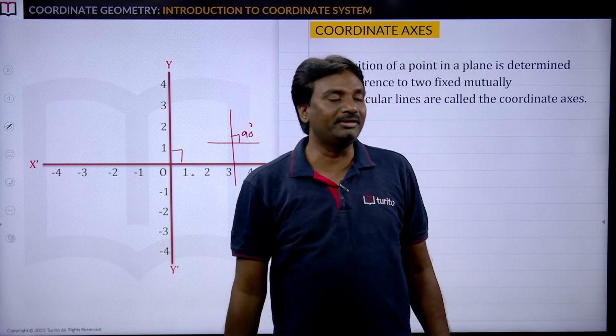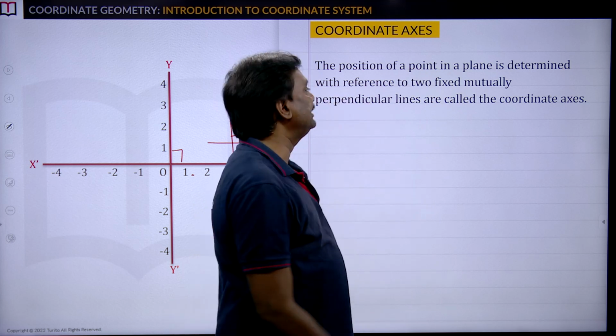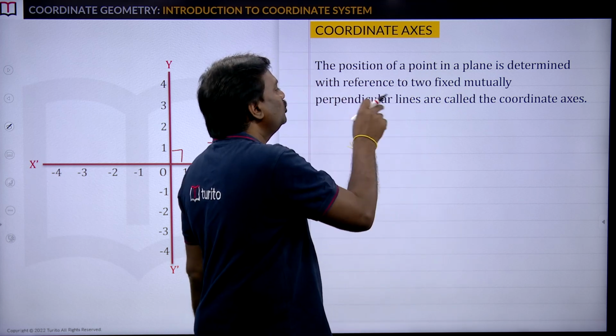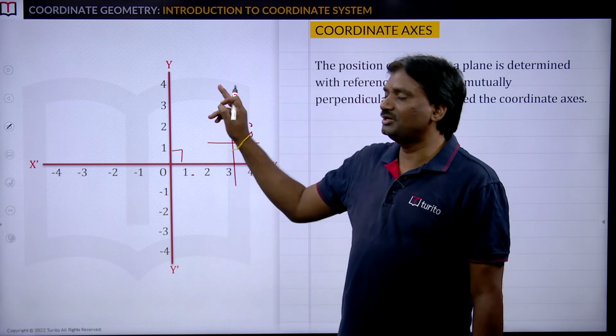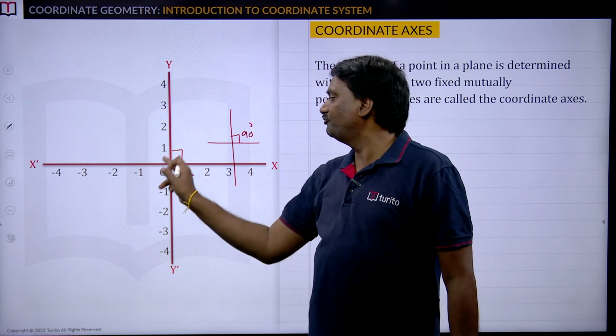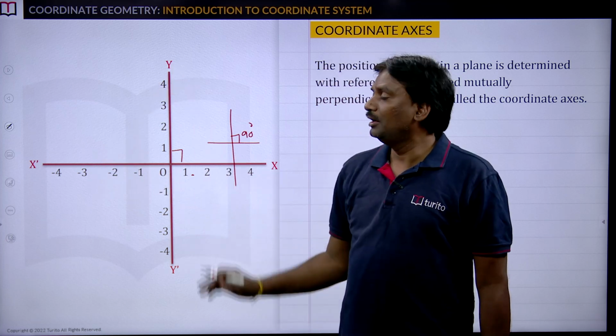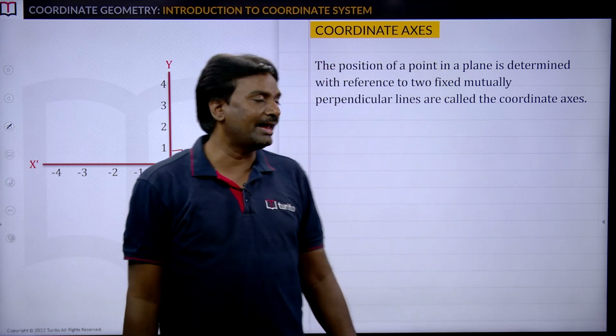They are known as coordinate axis. So, the position of a point in a plane is determined with reference to two mutually perpendicular lines, called the coordinate axis. So, with respect to this figure, where x O x dash and y O y dash are the mutually perpendicular lines, they are known as coordinate axis.